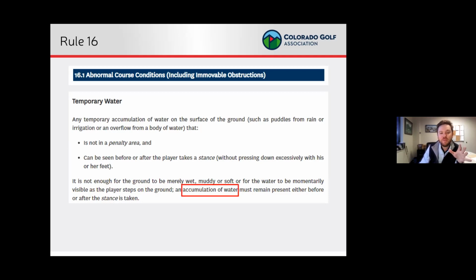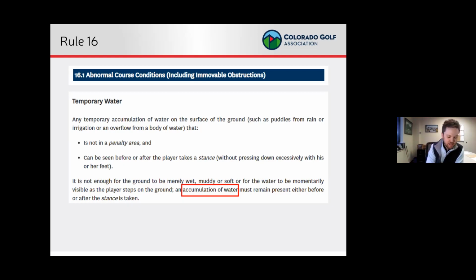So temporary water can be kind of a gray area sometimes, but really you just want to boil it down to as simple as you can get it. And it's an accumulation of water. So it's not exactly a quarter of an inch or a half inch or an inch, or it has to be this much above your shoes. It's an accumulation of water. And that might be different for every person.